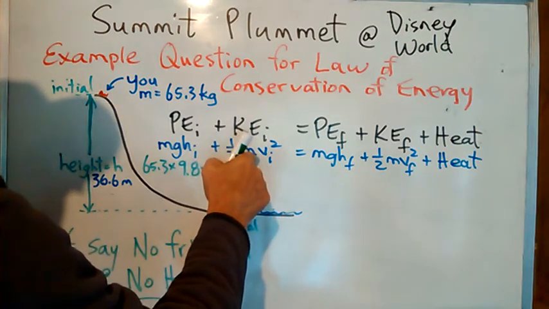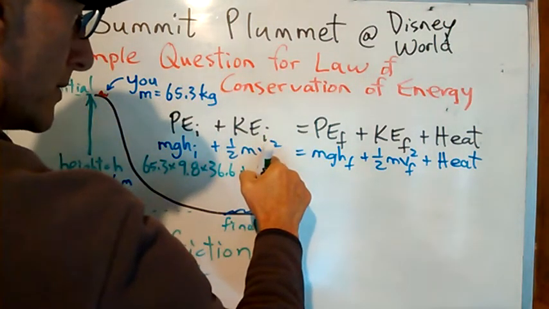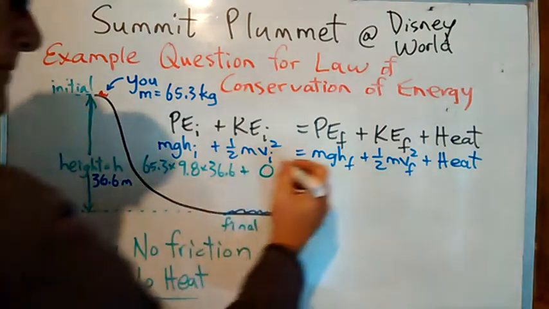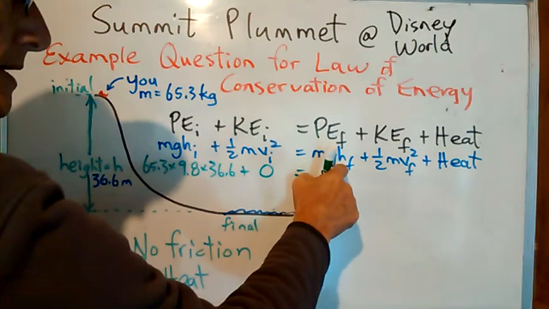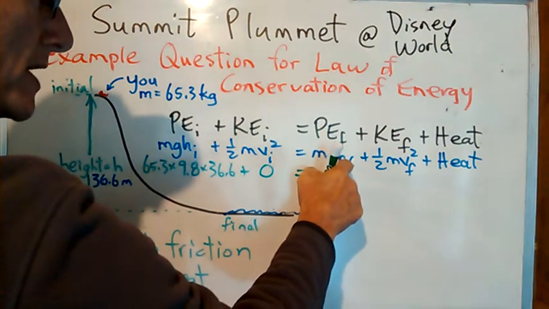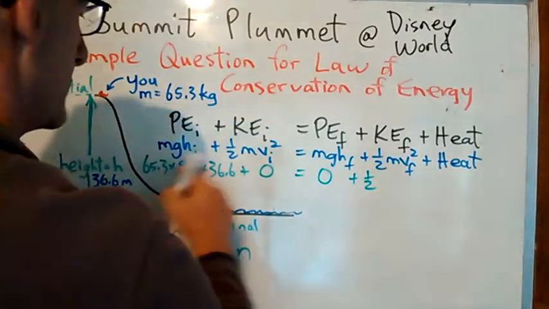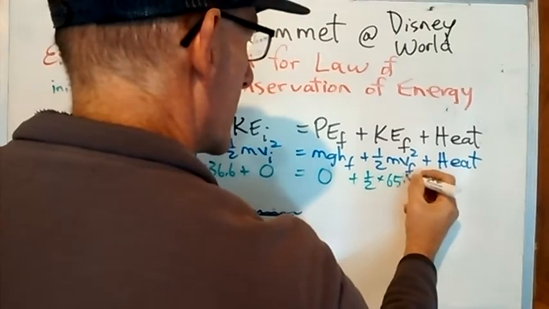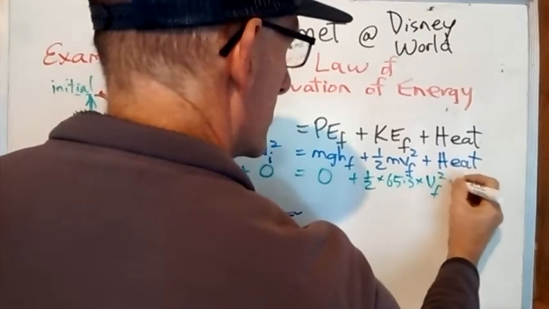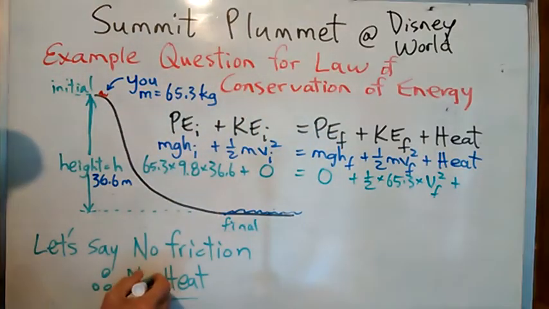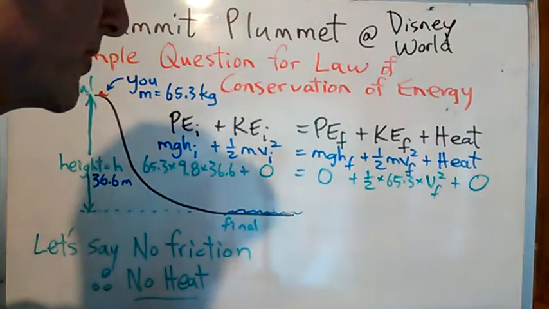So 1/2 times m times 0 is 0. So the whole term is 0. At the bottom, we've lost all the height. There's 0 height. So if that's 0, mass times gravity times 0 is 0. Plus 1/2 times the mass, 65.3, times the speed we're trying to find, plus the heat. There's no heat because there's no friction. So this term is 0 in this example too.